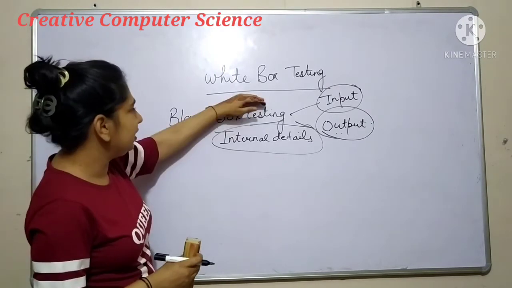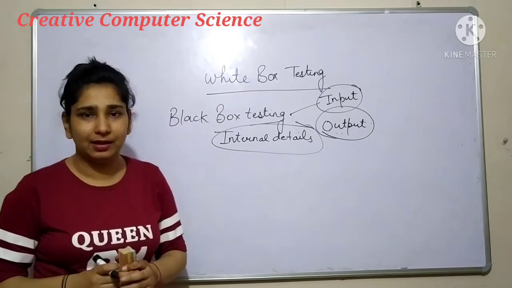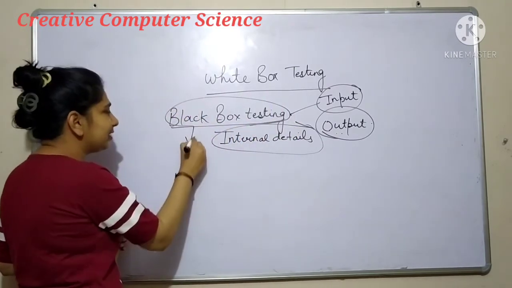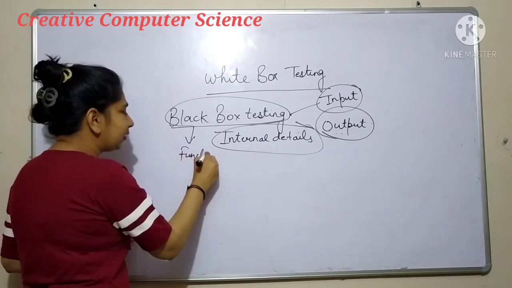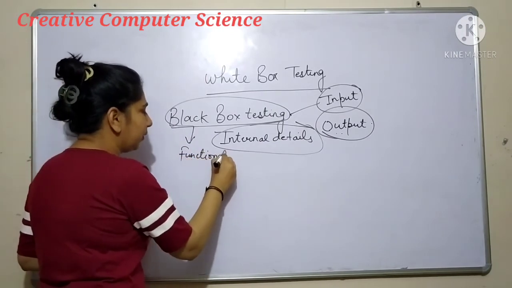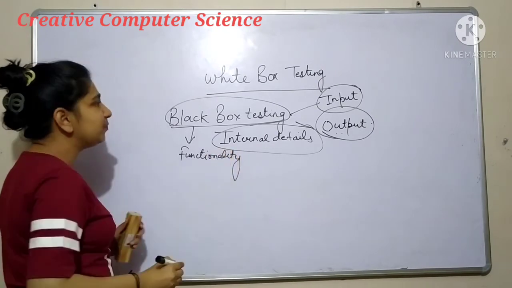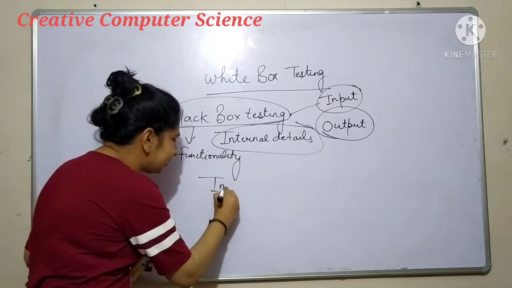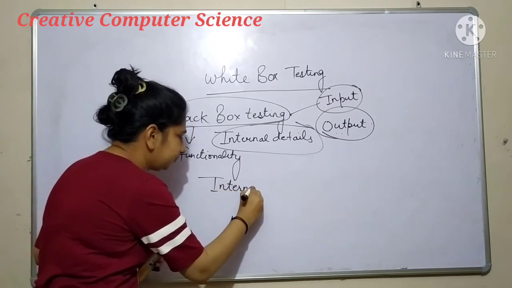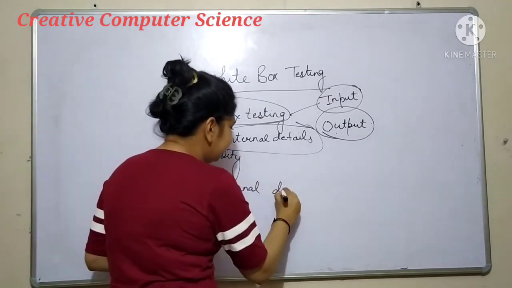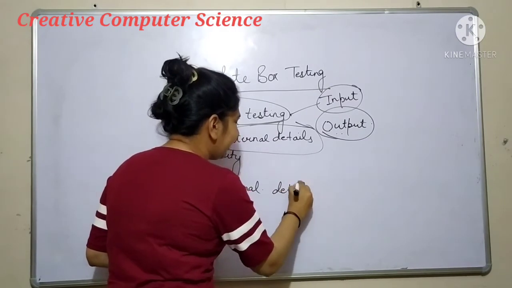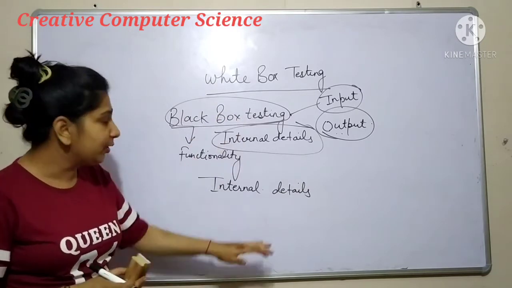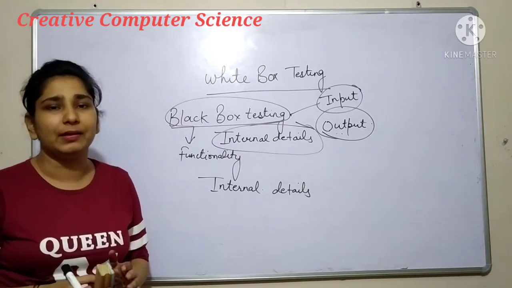Now let me tell you about white box testing. In black box testing, we just check the functionality or the behavior of the code, while white box testing is related to the internal details of the program. Whoever is doing white box testing should have knowledge of programming.